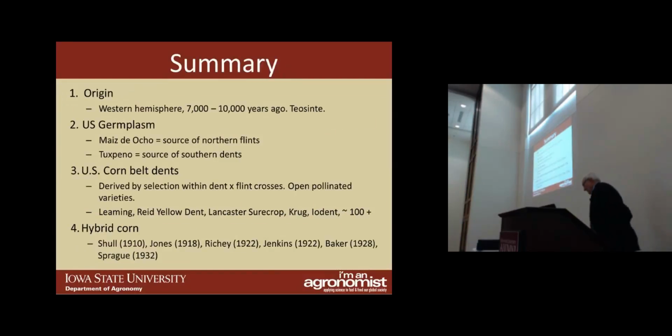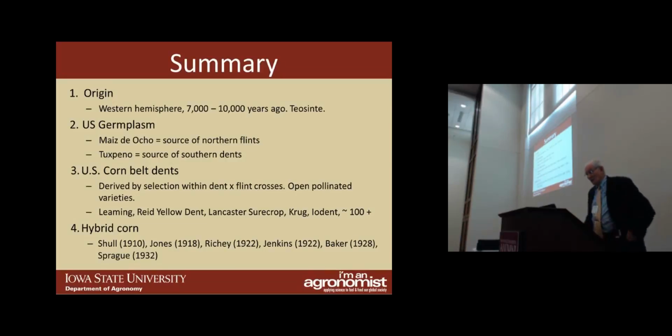Summary, we originated in the Western Hemisphere. It's pretty much like the other crops, 10,000 years ago. Pretty well established, teosinte was the parent of corn. The U.S. germplasm that arose, that's pretty well documented as the source of between the northern flints and the southern dents. The corn belt dents then were derived from that cross between the dents and flints. We had a lot of open pollinated varieties. They were the original germplasm sources and breeding programs. They've been pretty much replaced.